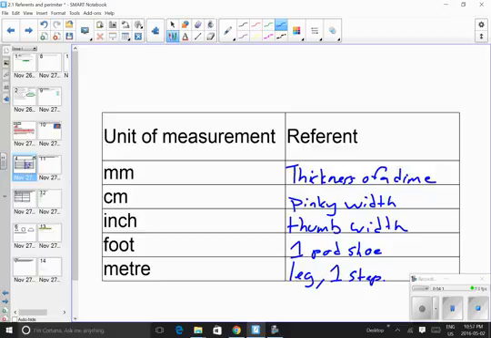These are all referents. So I want you to come up with something that is about the same size as each one of these units. You should have another thing for each section of this chart. So go ahead and pause it and finish that chart.